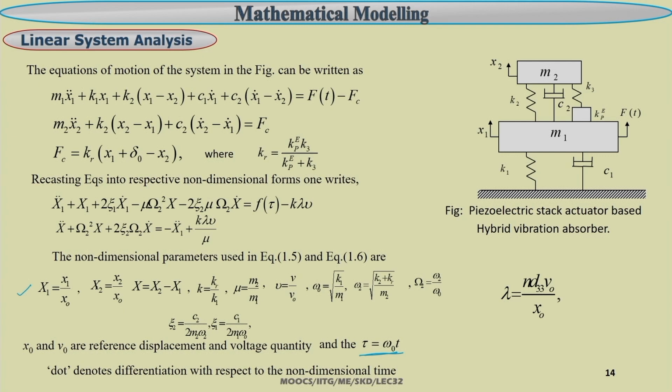V0 is the reference voltage you can take, and omega 0 equals root over k1 by m1, omega 2 equals root over k2 by m2, and the external frequency omega equal to small omega by omega 0. The damping parameters are zeta 2 equal to c2 by 2 m2 omega 2 and zeta 1 equal to c1 by 2 m1 omega 0. By taking all these parameters, we can reduce to these two equations. Here you can see this lambda parameter, where lambda equals n d33 V0 by x0.